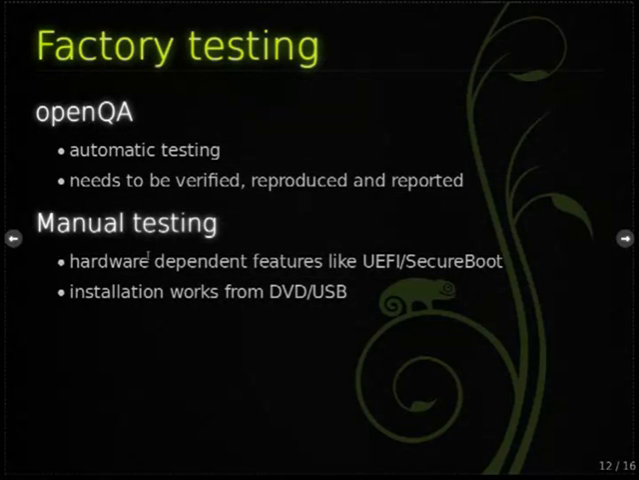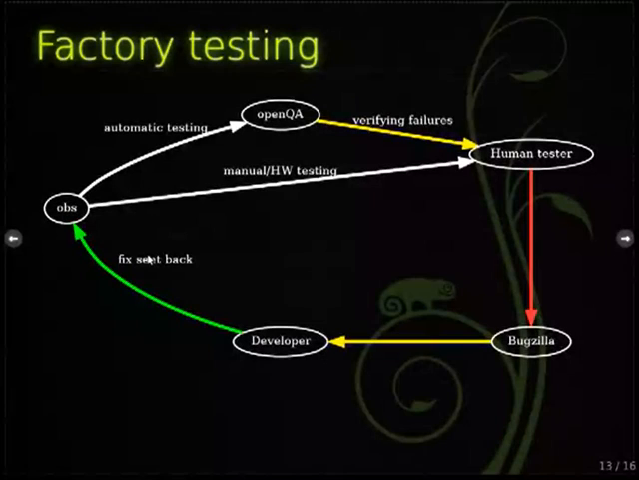And we've got manual testing for some stuff because, yeah, UEFI we can emulate, but we need to check that it actually is implemented in hardware the same way as in QEMU, and some hardware we need to check manually. So, how does it work? From OBS we get some release. OpenQA will test it, or people will test it, and then somebody has to take a look at OpenQA results.